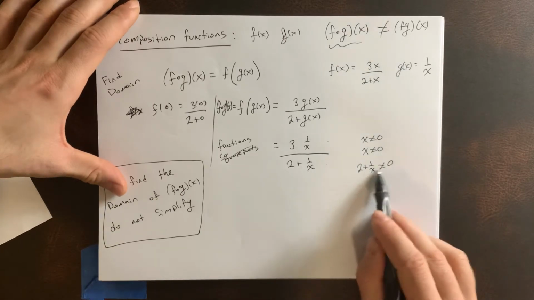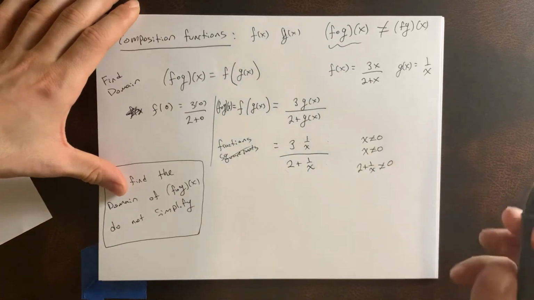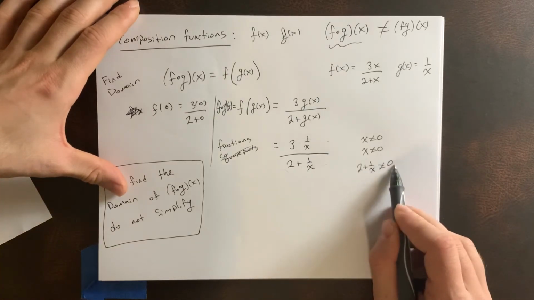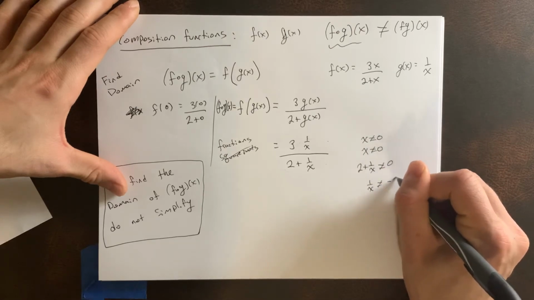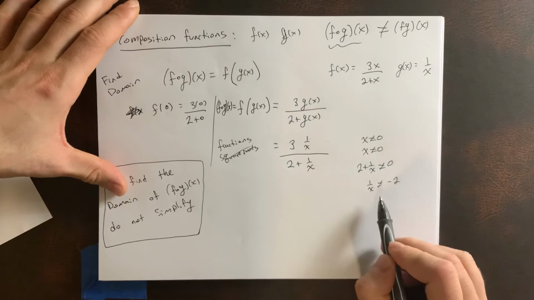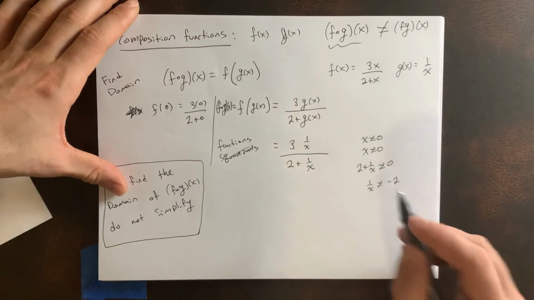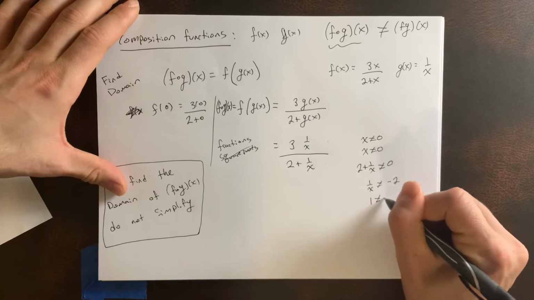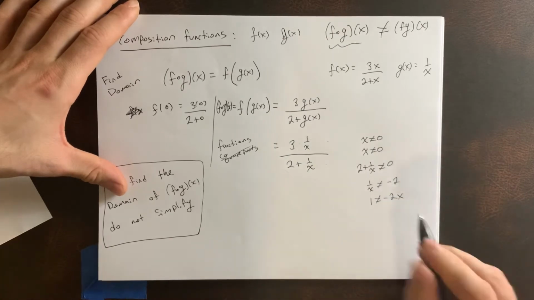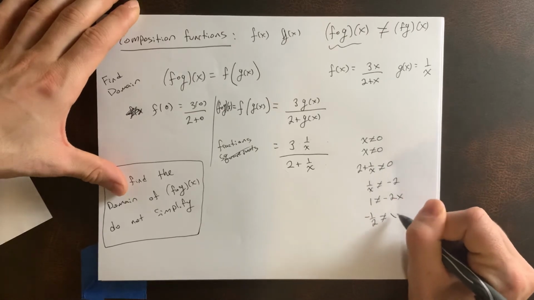But now let's figure out when this part is going to be 0, the 2 plus 1 over x. So let's just work on that one. On this one right here, we could subtract this 2 over. So we get 1 over x can't equal minus 2. Then what we could do is multiply the x onto the other side. So 1 can't equal minus 2x. And now let's divide this 2 over to the left-hand side. Negative 1/2 can't equal x.